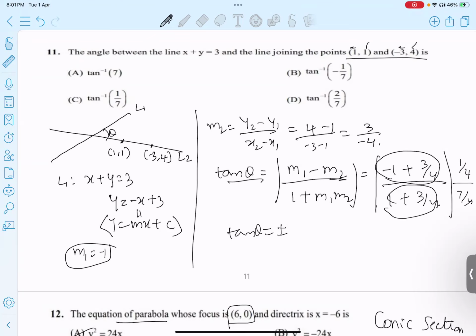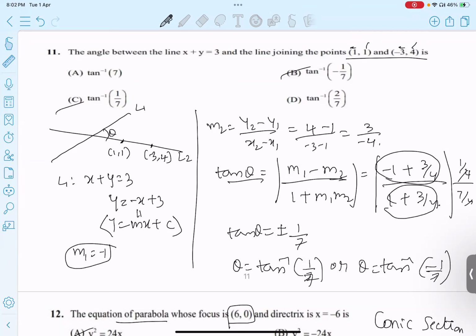7 by 4. 4 will be eliminated, 1 by 7. So we will get two values. One is theta is tan inverse plus 1 by 7, or one more value is theta is tan inverse minus 1 by 7. So both the values are correct. It's a grace question. So we can't stick on to any one of the option. Both are correct answers, students.